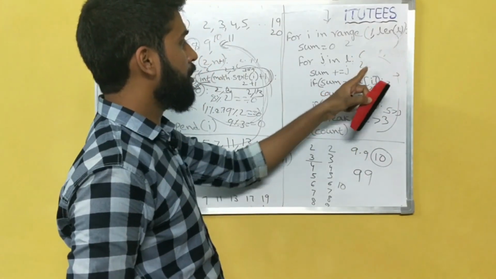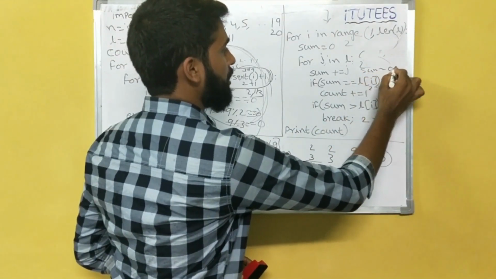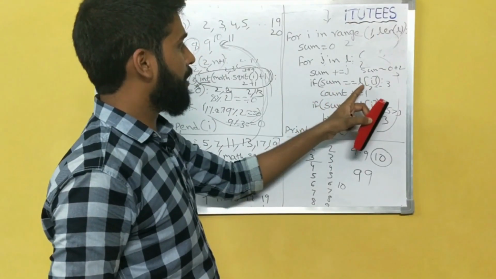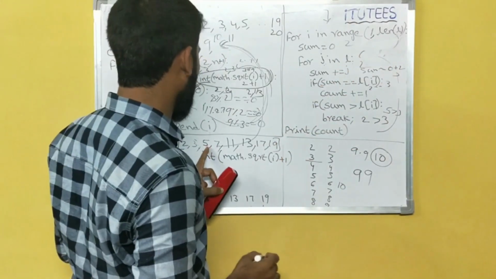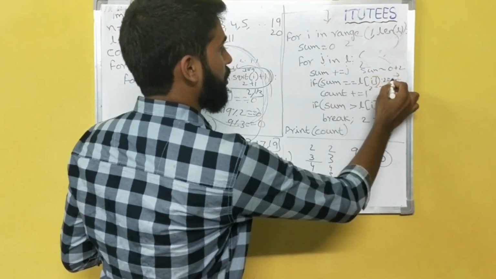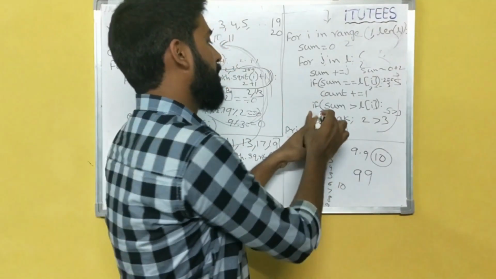S equals 0 plus 2. That means sum becomes 0 plus 2. I check whether sum equals L of I. What is the I value? 2. L of I means 5. What is the sum? 2. 2 equals 5? No. So go to the next instruction. What is the next instruction?